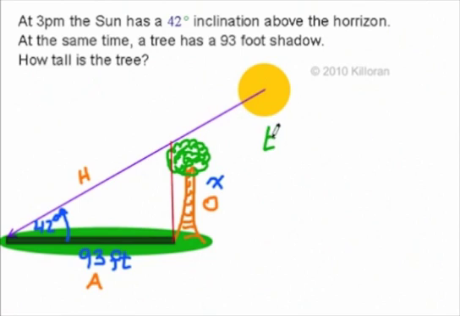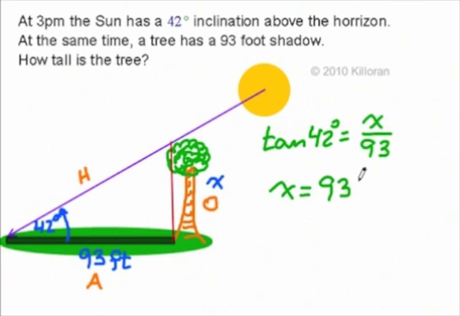So we're going to say tangent of the angle 42 degrees is equal to its opposite, in this case just x, what we're looking for, over adjacent, which is 93 feet. And then to solve for x, we multiply both sides by 93 and we get x is equal to 93 times tangent of 42 degrees.